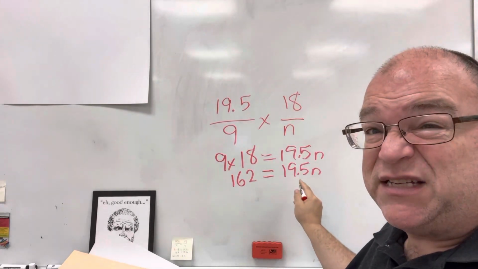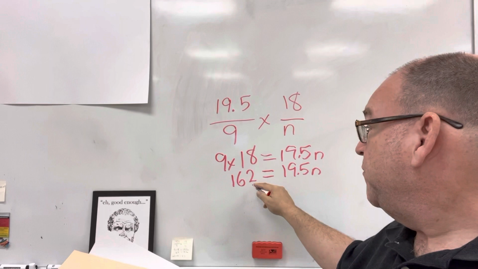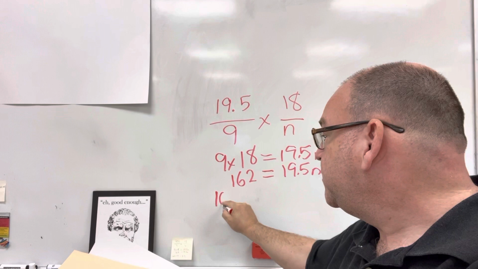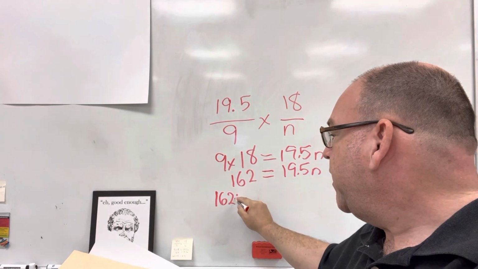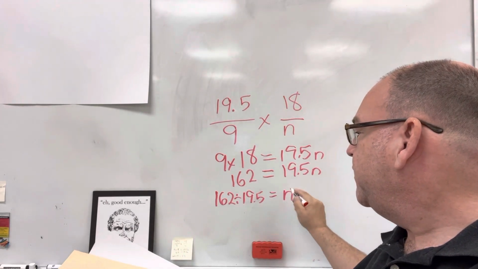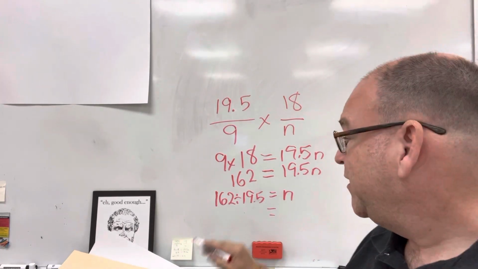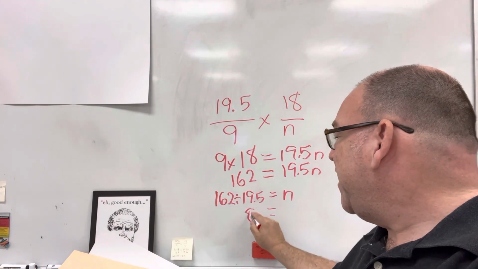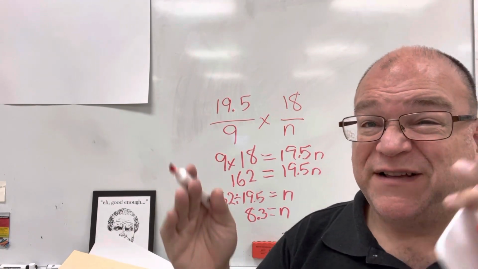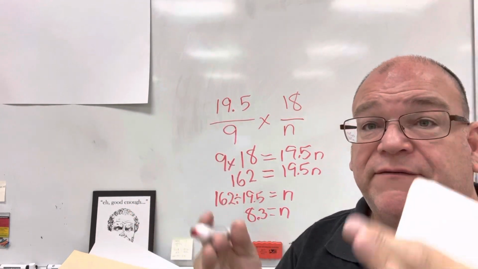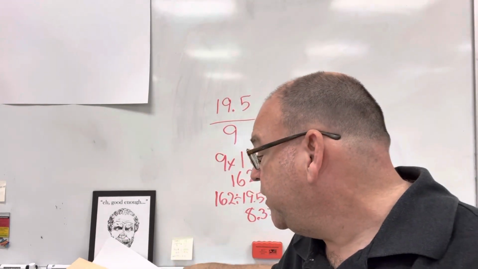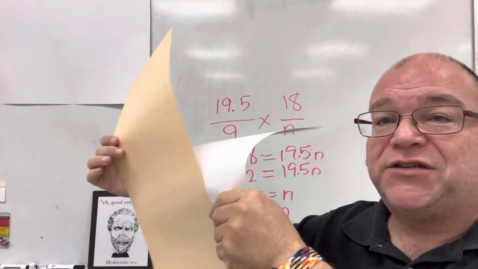Now if we want to get that 19.5 out of there, if we multiply it over here, then we've got to divide on the other side. So that's going to be 162 divided by 19.5 is going to be equal to n. And when you do the math, you'll find that it's about 8.3 is equal to n. So if I have 18-inch paper, I need to have the other measurement 8.3. So here is my paper cut out to the correct ratio.